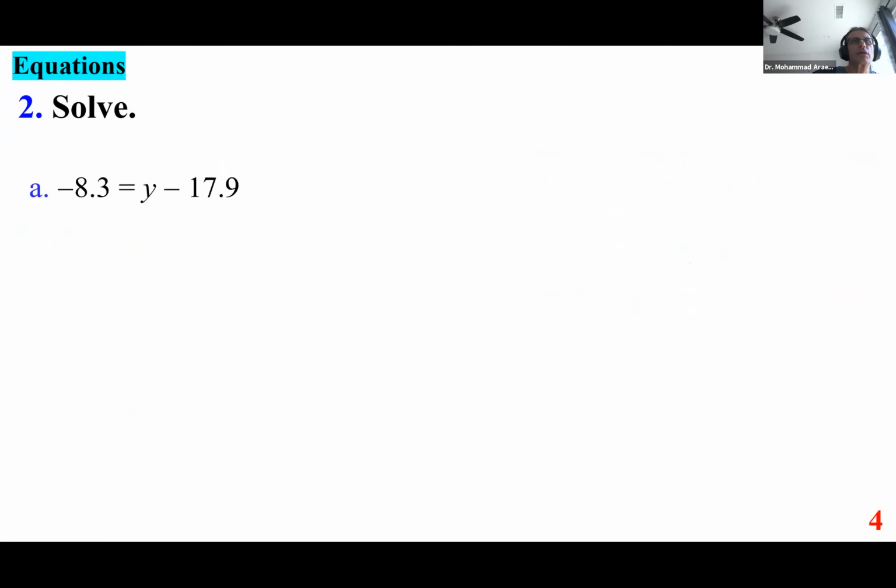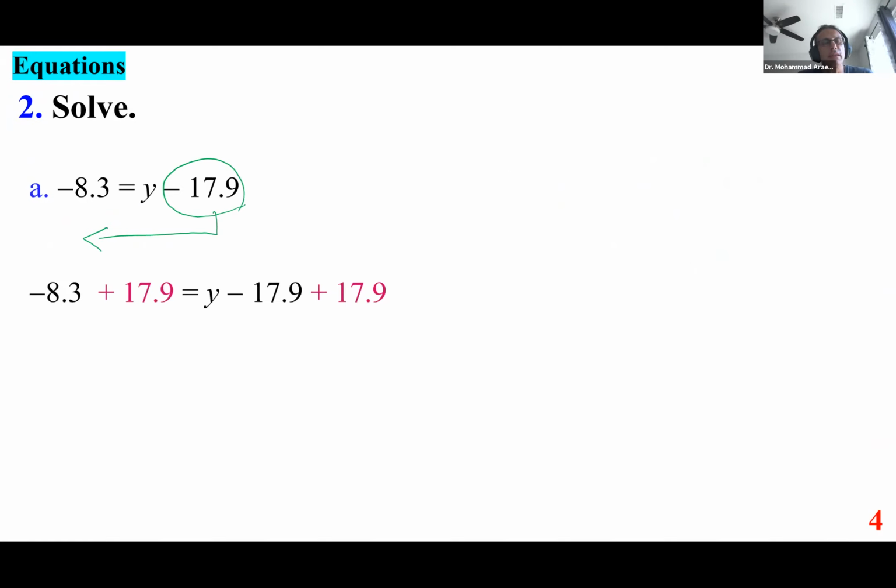To solve this, it's very simple. All you have to do is move things around. In this case, you can just move negative 17.9 and make it positive 17.9 on the other side. You don't even have to write it here. This goes to 0 because you're adding 17.9 to both sides, and y becomes 9.6.